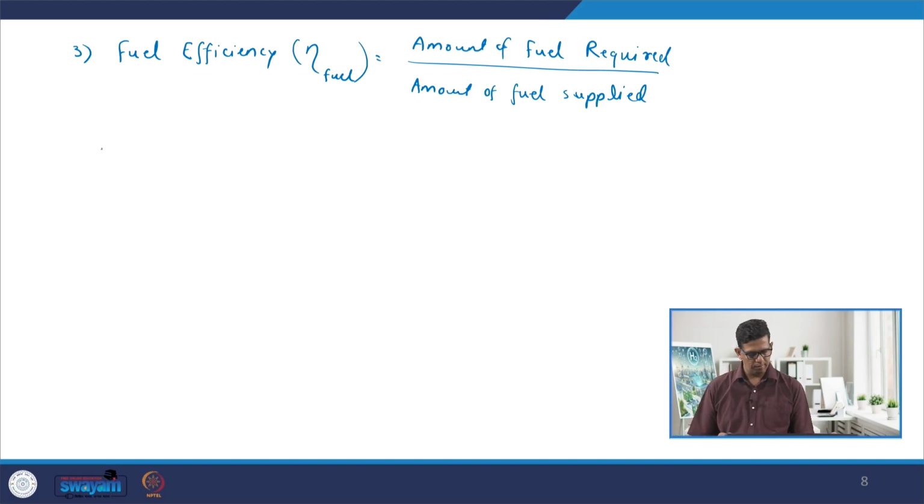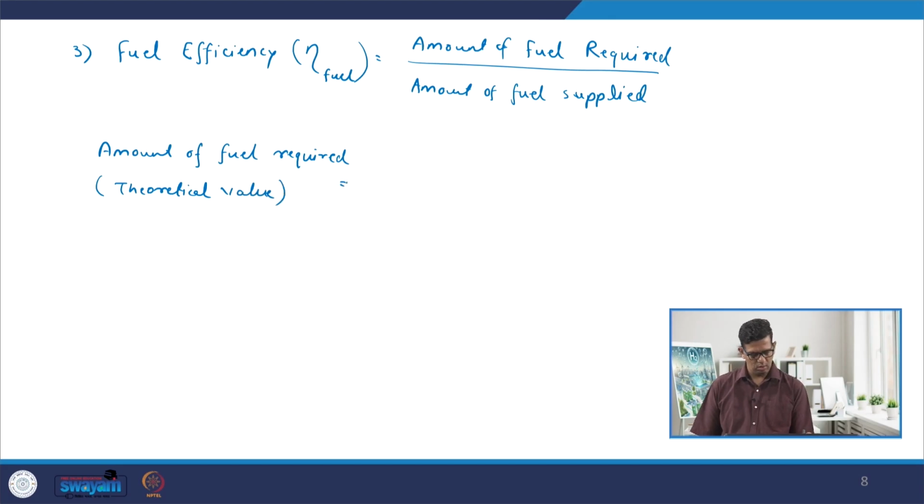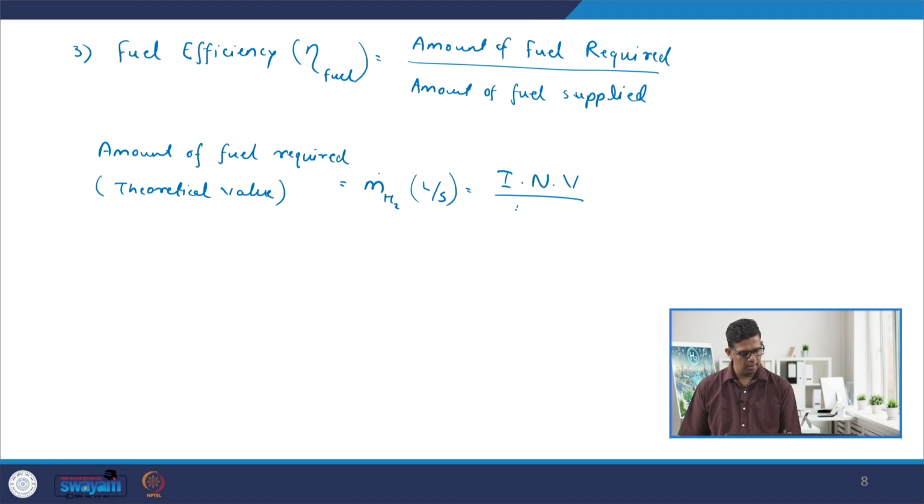So, let us go ahead and find out the amount of fuel required. This is also termed a theoretical value. And how do we do that? It is m dot for hydrogen, and the unit is in liters per second, and this is nothing but I n V by N F.